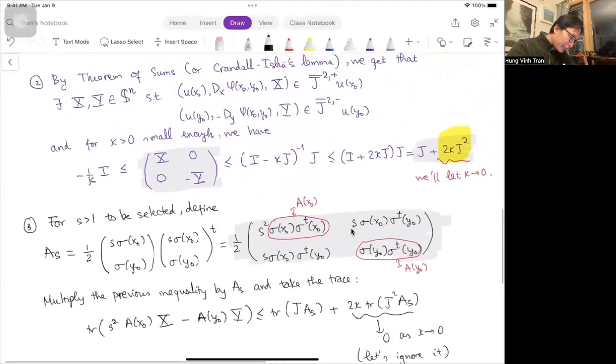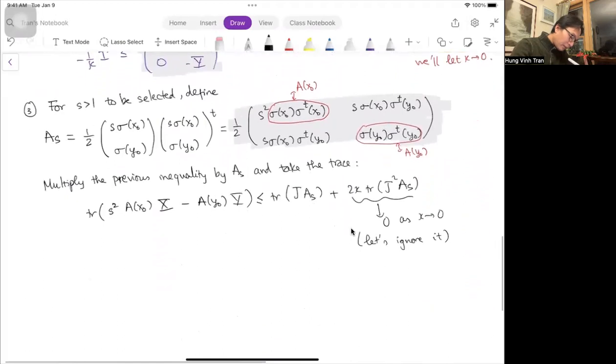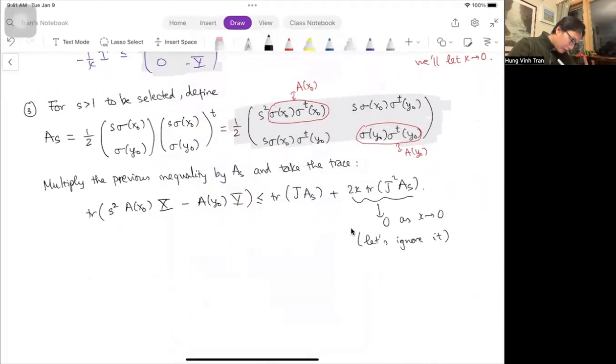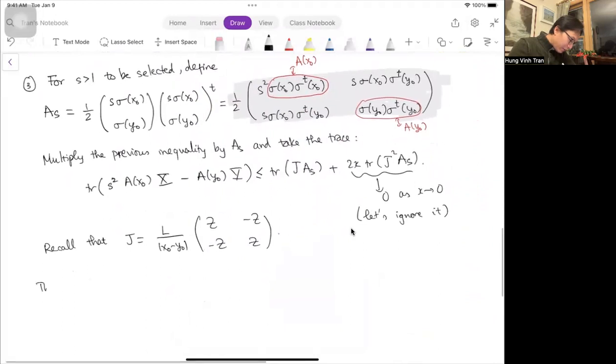Again, remember that J is a given matrix that we computed earlier. Recall that J is L over the length of X naught minus Y naught times this beautiful matrix, Z, minus Z, minus Z and Z. So this is J. Thus, we can just compute, right?